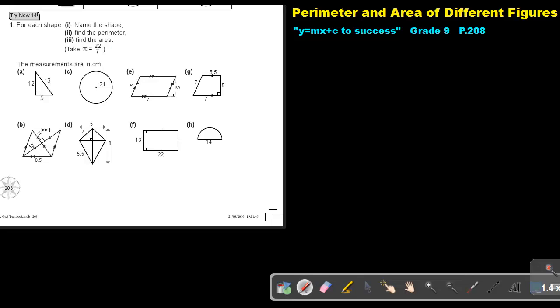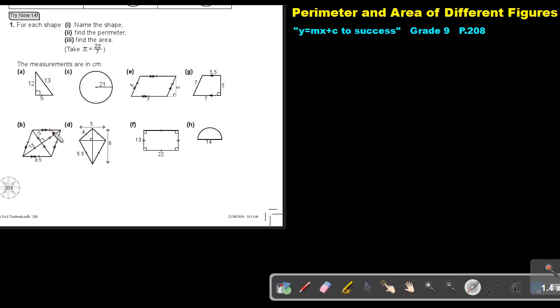Okay, let's start. All I'm going to do is identify the different figures. If you look at number A, definitely it's a triangle. So how do you calculate the perimeter? You just add up all the sides. How do you calculate the area? It's half base times height.